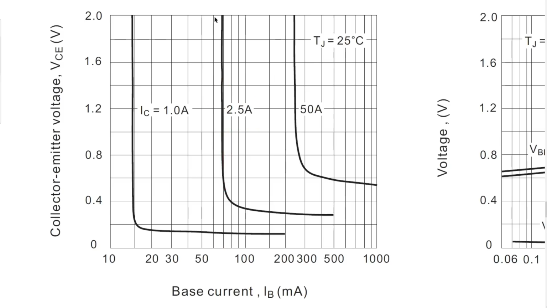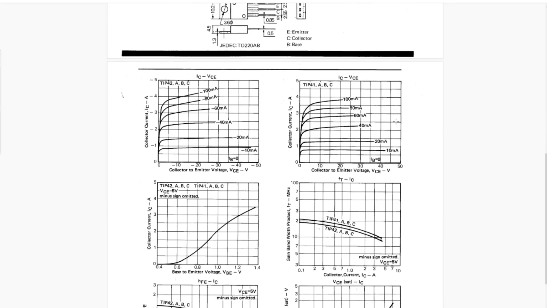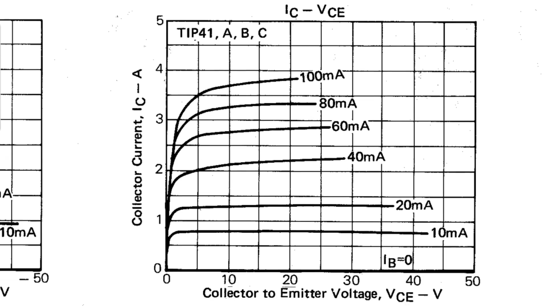To have lower collector emitter voltage and consequently low power dissipation, we have to increase the current going into the base terminal. Let me show you another data sheet, this time from Sanyo. Look at this graph here. To have collector current equal to 2 amperes, the base current has to be higher than 40 milliamps.